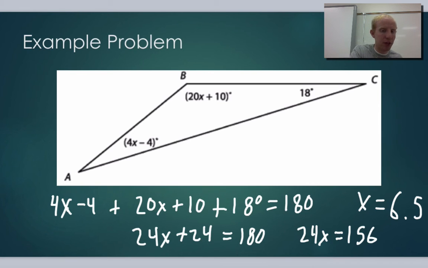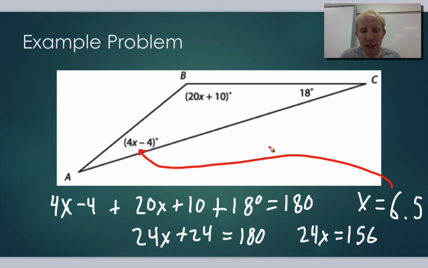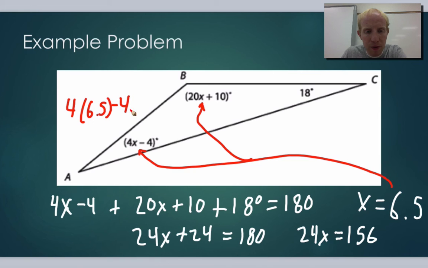Now we can find x from the triangle sum theorem, but before we can finish off, we have to plug x back into the problem to solve for it. Okay, so we're going to take that value we just found and plug it in to the x's in the equation. Okay, so that will give us, for this angle right here, 4 times 6.5 minus 4 degrees. Okay, put that into your calculator, and you'll find that this angle is equal to 22 degrees.